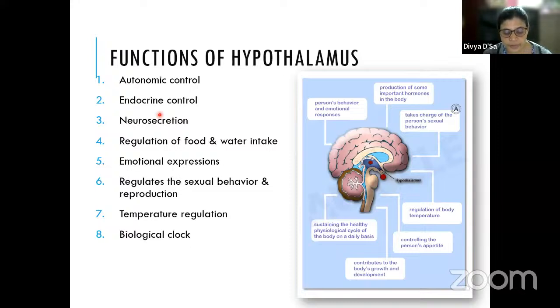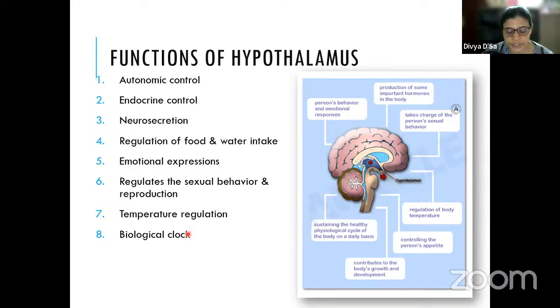Then emotional expressions. Emotional expressions like laughing, crying, sweating and blushing are expressed when there is an integrated activity of the autonomic nervous system and the somatic efferent system. Because of the integrated activity between them, it regulates the emotional expressions. It also regulates sexual behavior and reproduction, by the secretion of gonadotropin hormones.